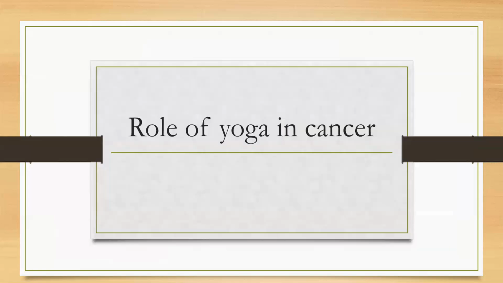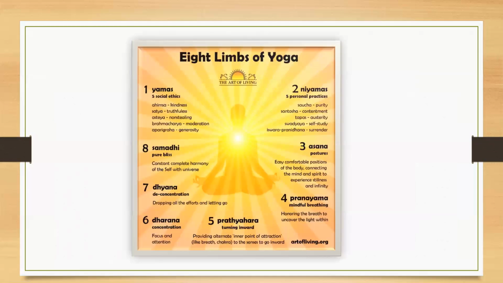Next, role of yoga in cancer. Okay, so in yoga, the eight limbs of yoga have to be followed. That is yama, niyama, asana, pranayama, pratyahara, dharana. Okay, so yama are the five social ethics: ahimsa, satya, asteya, brahmacharya, aparigraha.